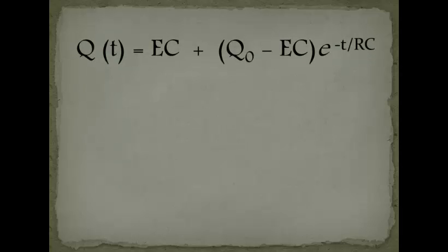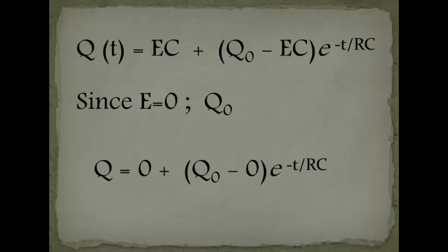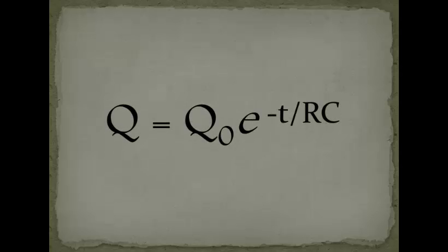Now we have the value of Q at any time t using the equation Q of t equals EC plus quantity Q0 minus EC times e to the negative t over RC. But since E should be 0 and the charge on the capacitor is Q0, by substituting these values, the equation becomes Q is equal to 0 plus Q0 minus 0 times e to the negative t over RC. And finally, Q is equal to Q0 times e to the negative t over RC.